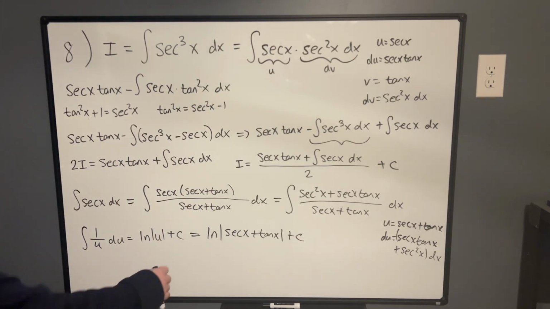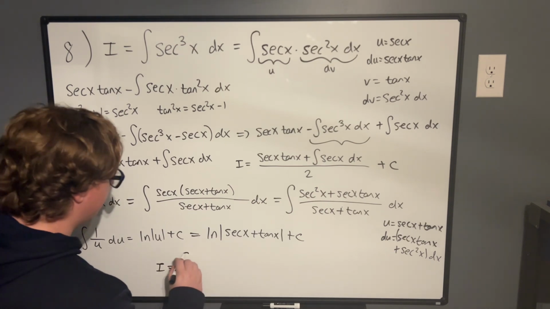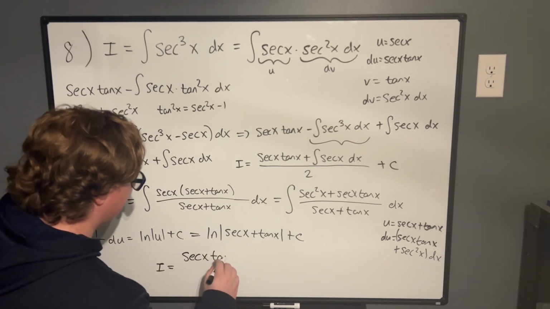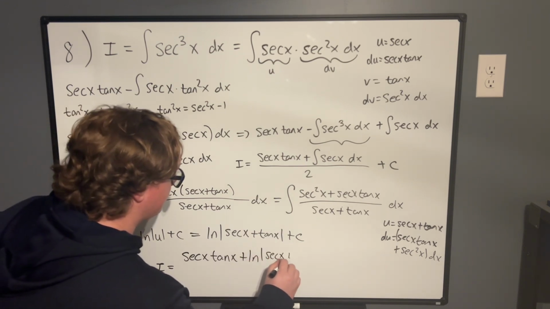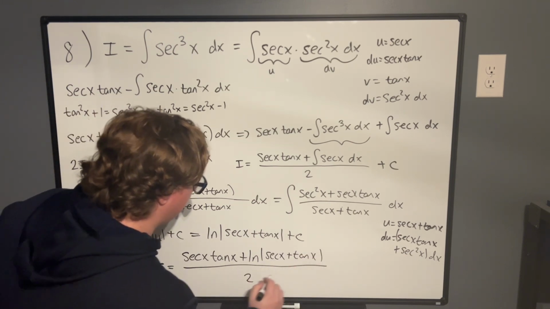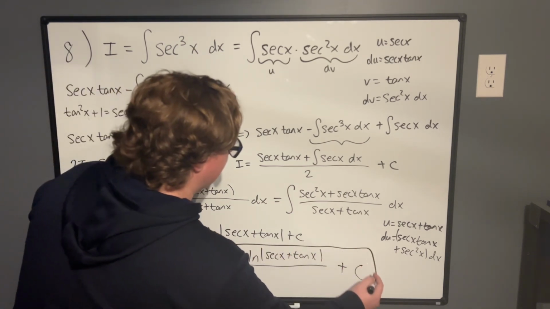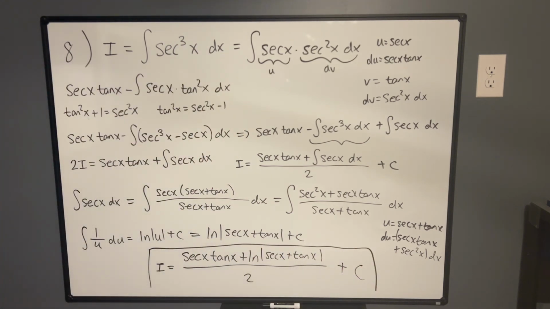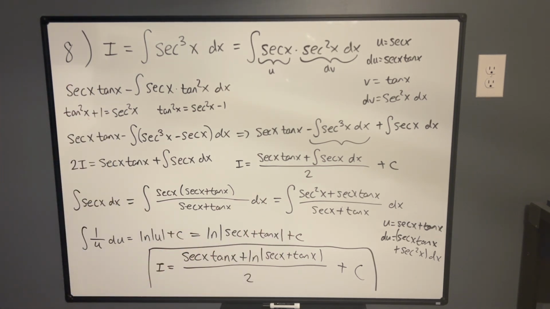So we're going to go ahead and rewrite it now, knowing what we have here. So we have that I is equal to secant x tan x plus the natural log of the absolute value of secant x plus tan x, all over 2, and then plus that constant c. So this is our answer for the integral of secant cubed x dx. I put this one so far because you do have to know how to set up this integral in terms of making it equal to I and then adding things over to both sides.